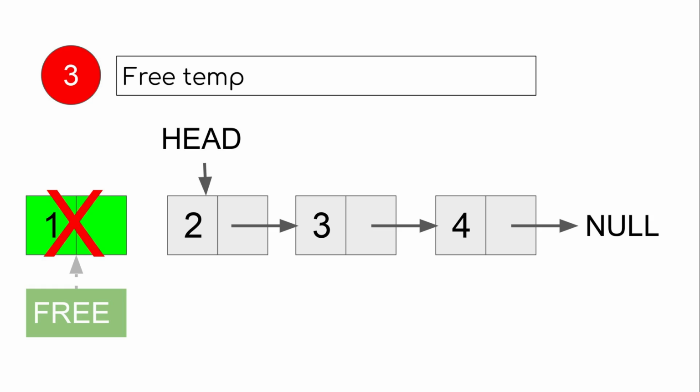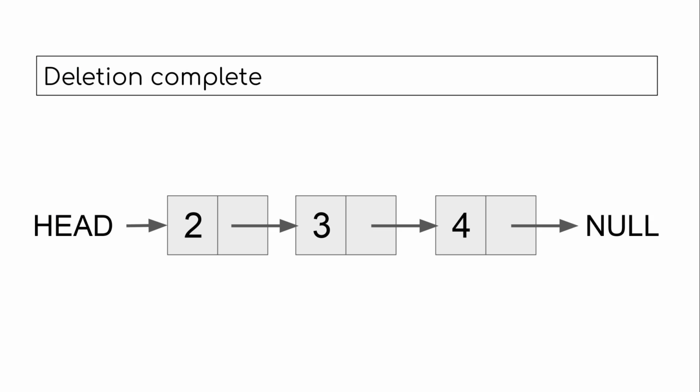That's why we saved the reference. So actually the node pointed to by temp is taking up resources. We will free this by using the free function. Okay. So we have learned how to delete the first node. Let's move on to the next case.